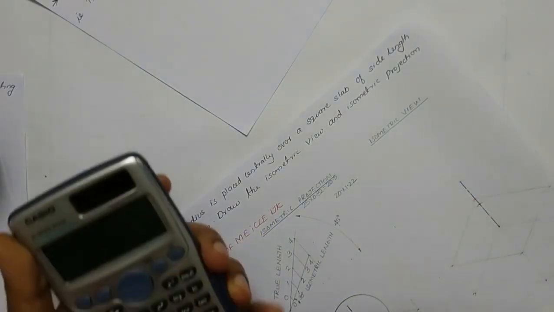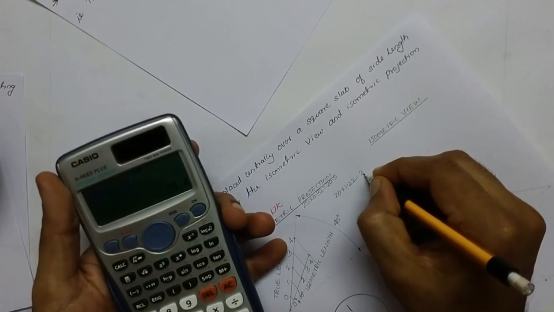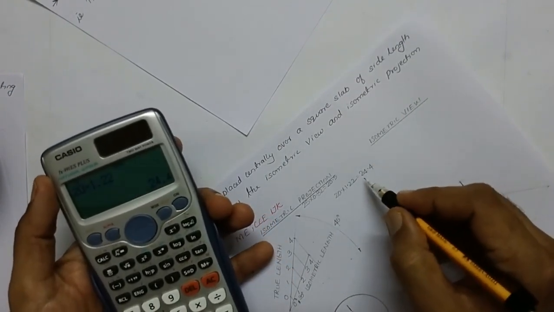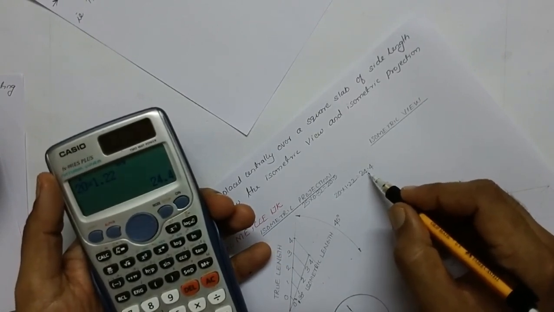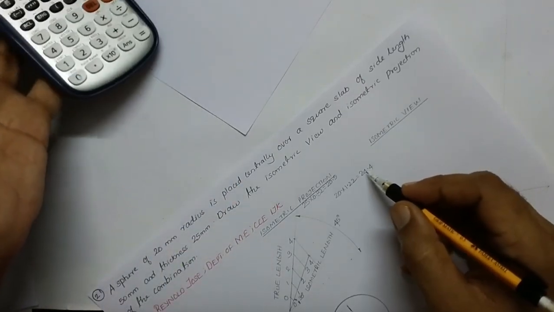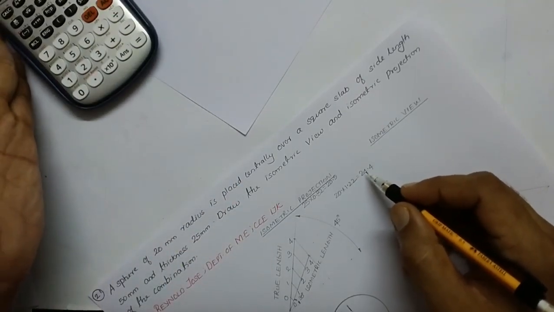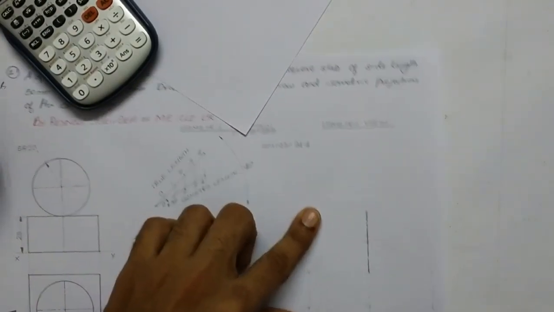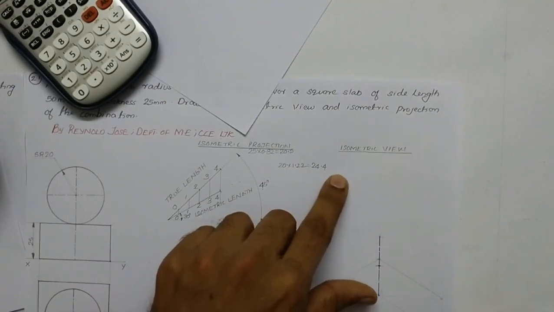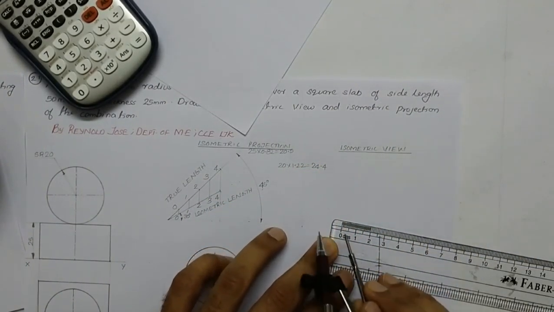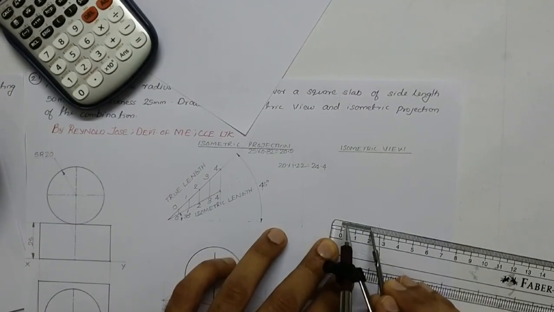So what is the value of 20 into 1.22? It is equal to 24.4. Okay, it is equal to 24.4. For the time being, let us take it nearly 24.5. So this is not exactly possible. We shall take a round value. So let us take this measurement in the compass. As you all know, we won't be able to take it exactly 24.4. So in this ruler, we are having minor divisions up to 0.5 mm.